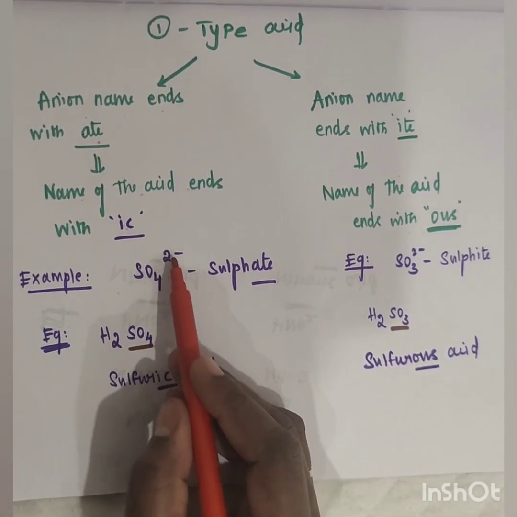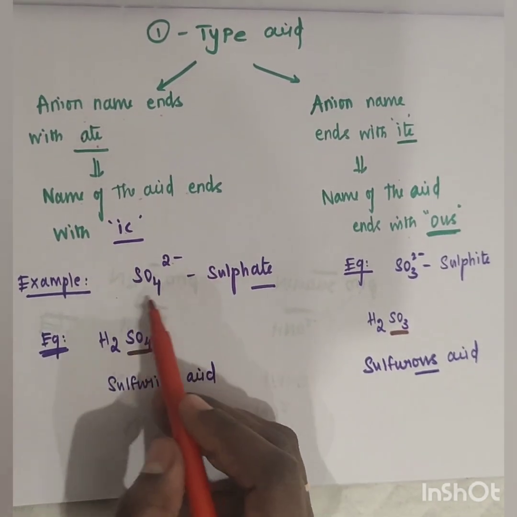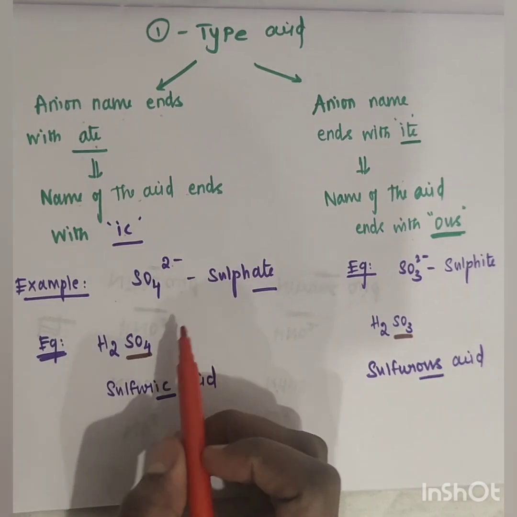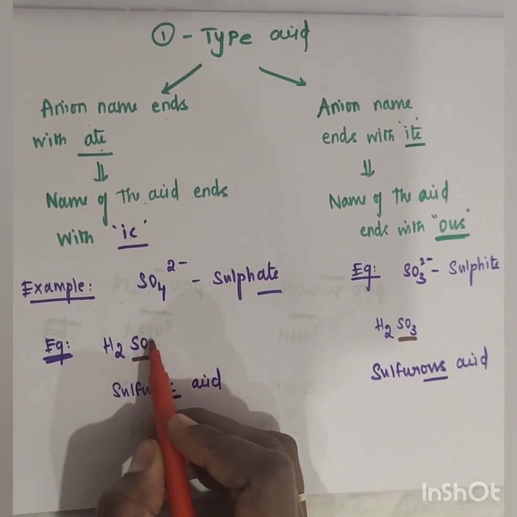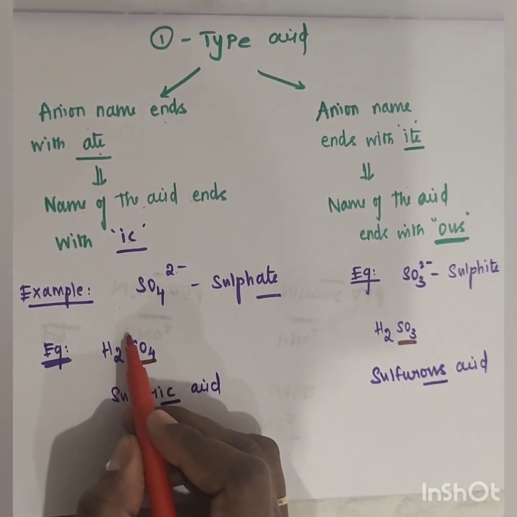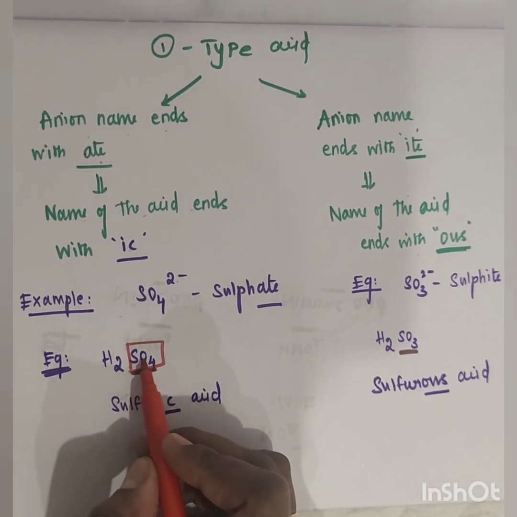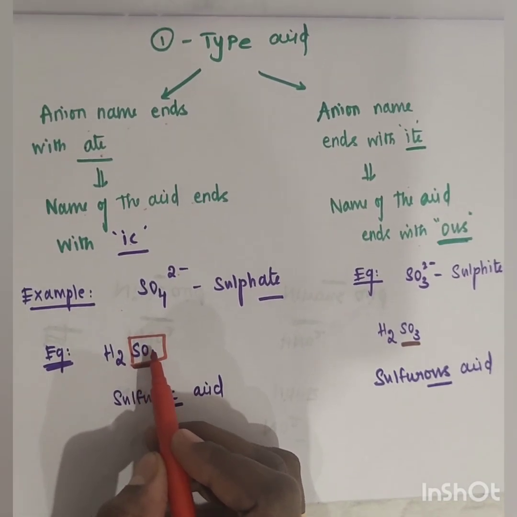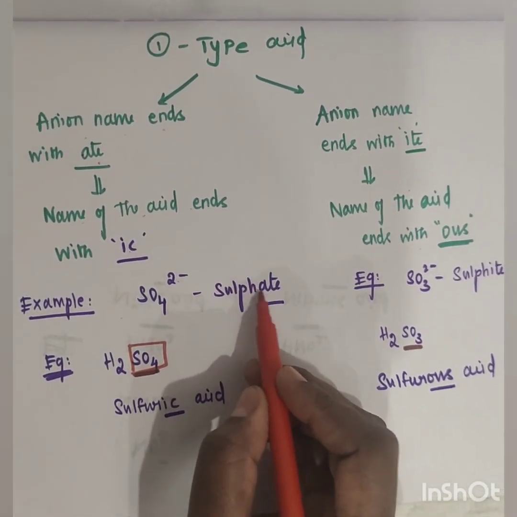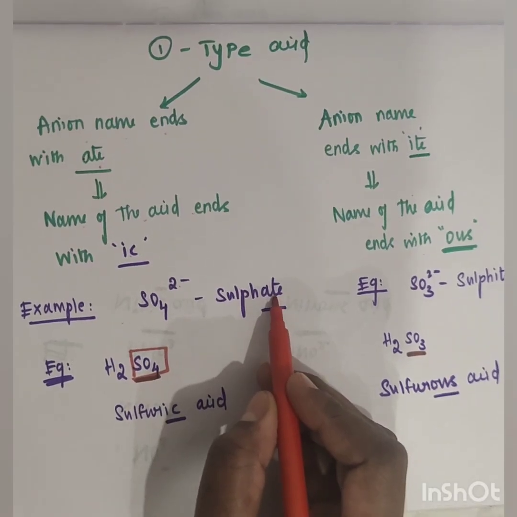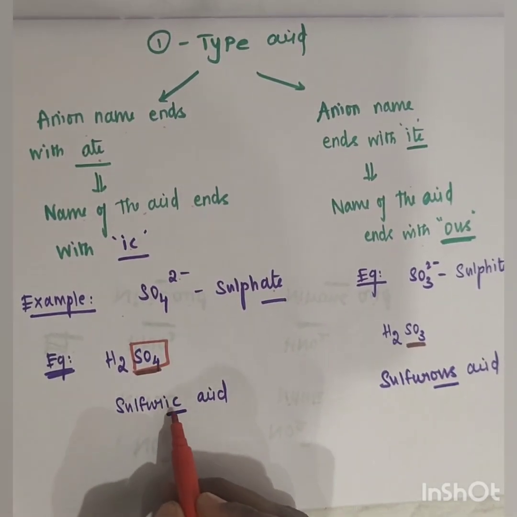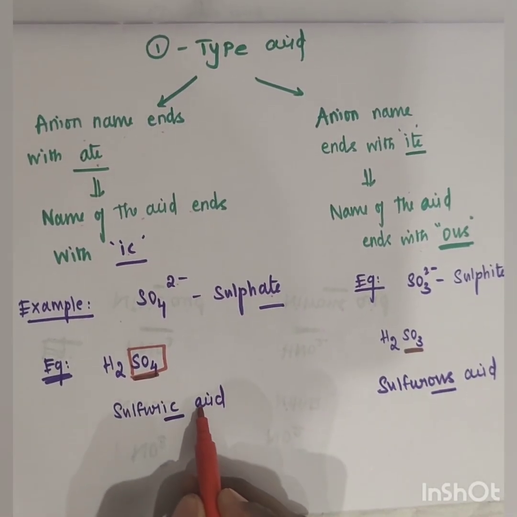For example, SO4 2 minus. The name of the anion is called sulfate. So if hydrogen plus polyatomic anion, this SO4 is called a polyatomic anion, and the name of the polyatomic group is sulfate. So this sulfate is turned into IC: sulfuric acid.